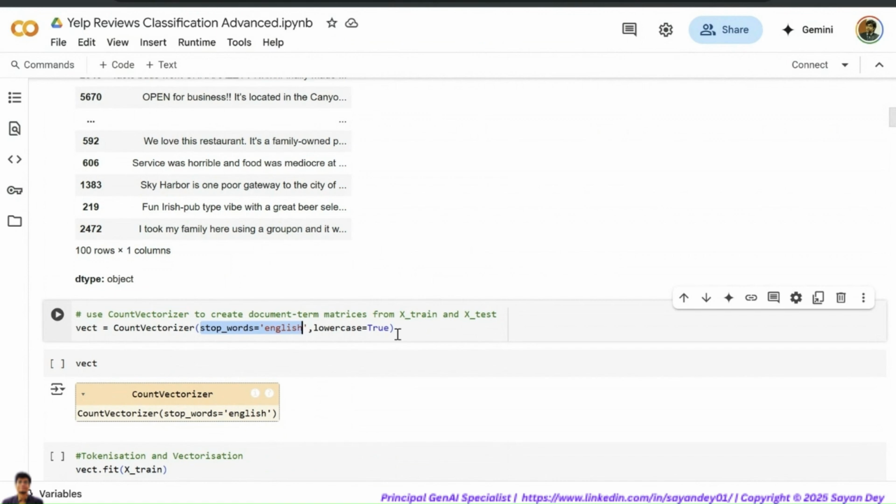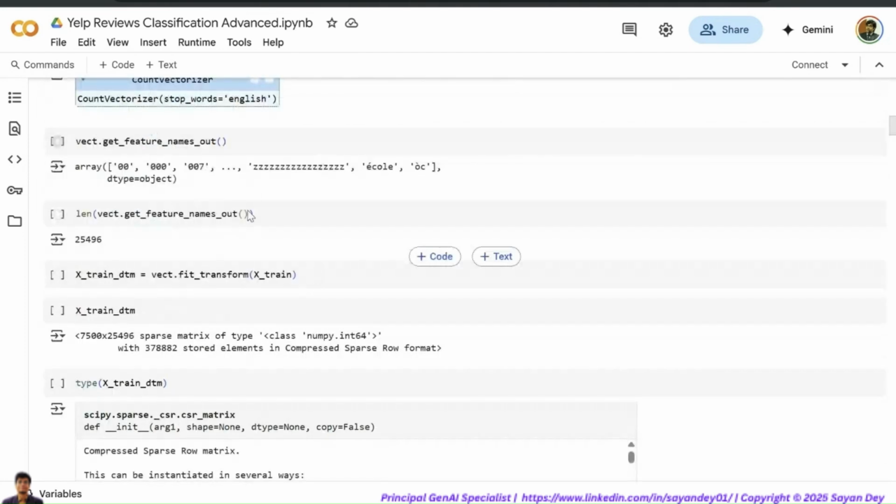Otherwise, in the DTM, two separate instances of the word will be created. That's not needed, right? We do not need to create two separate instances of the word. So what it will do is it will go and convert everything to lowercase, and it will effectively create a DTM by converting everything to lowercase. That is the core idea. That is what it will do behind the scenes.